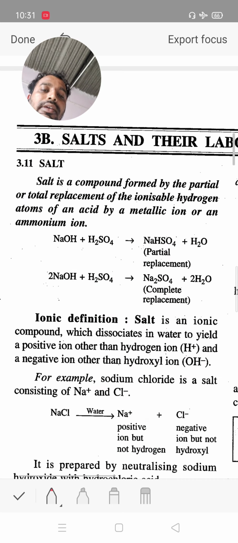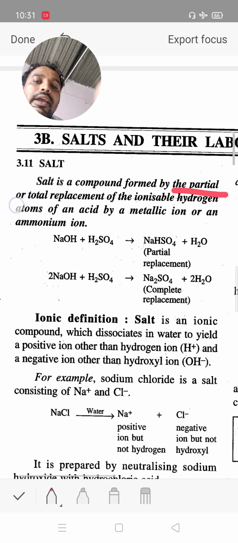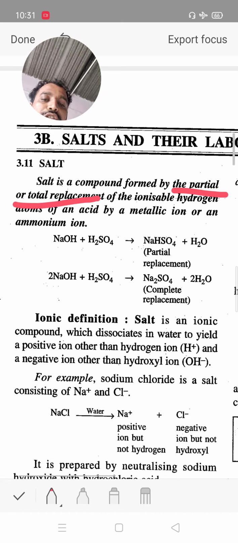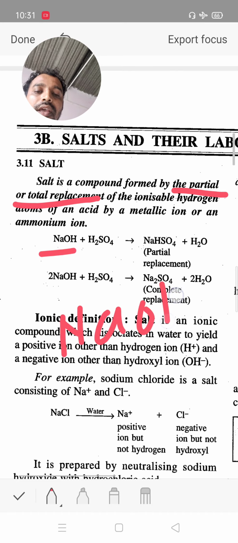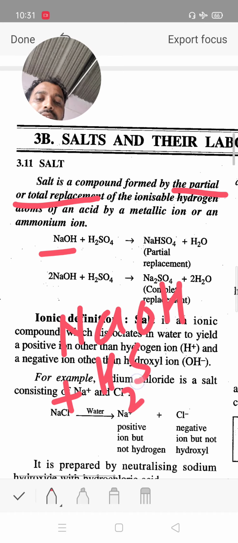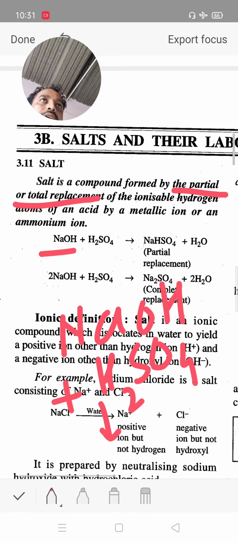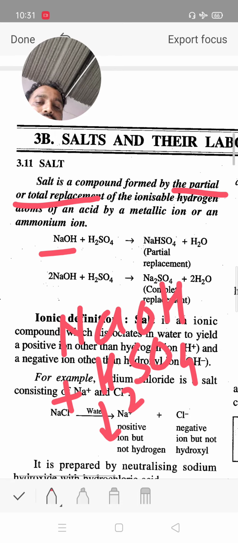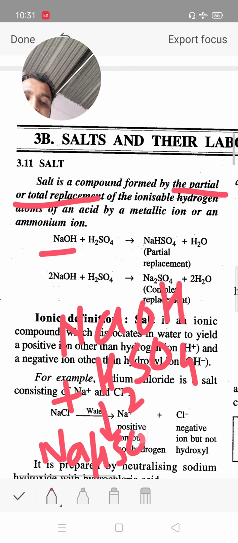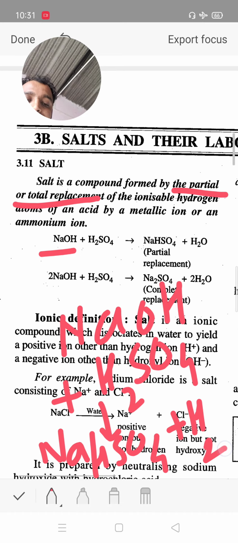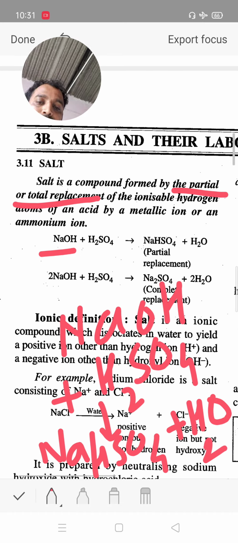Now, salt is formed by the partial or total displacement of the ionizable hydrogen of the compound. Suppose, for example, NaOH reacts with sulfuric acid. In aqueous solution, sulfuric acid produces H plus ion. NaOH is a base and H2SO4 is an acid. This means partial replacement: H2SO4 gives only one hydrogen, and it forms sodium hydrogen sulfate plus water. This is a partial displacement of hydrogen to form a salt.